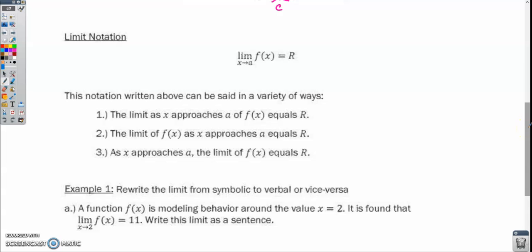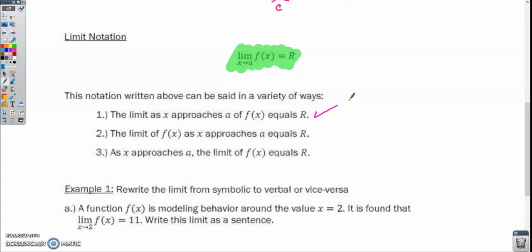This is the standard notation that you see right here for writing a limit. Typically, I pronounce this the limit as x approaches a of f of x equals r. So I tend to use this as my pronunciation. But the notation that we've written there can be said in a number of ways. It could be said the limit of f of x as x approaches a equals r, or we could say as x approaches a, the limit of f of x equals r. Those are all fundamentally the same verbal way to say what this limit notation is saying. The limit as x approaches a of f of x equals r.